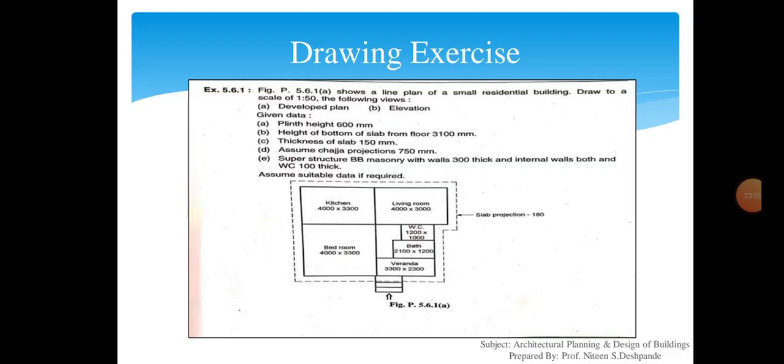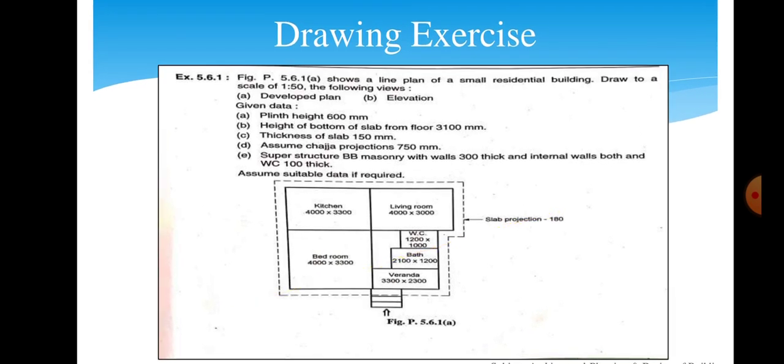Now we will solve one drawing exercise. We have seen what is meant by, or how we can differentiate, a residential building from a public building. Now we'll see one drawing exercise. There is a problem given in the image, and the picture shows a line plan of a small residential building, and they have asked us to draw, at a scale of 1:50, the following views: developed plan and elevation on the basis of given data.